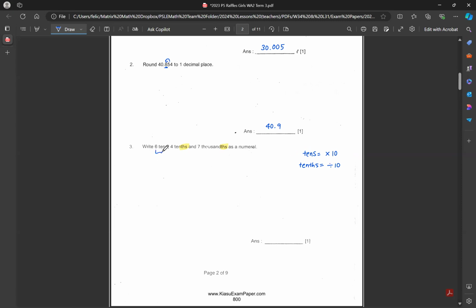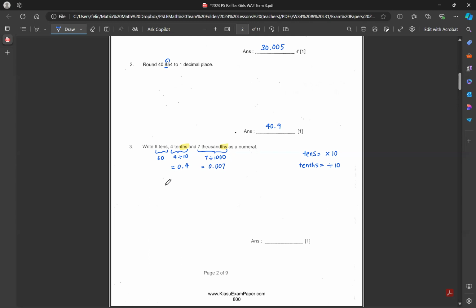So 6 tens is basically 60, because 6 times 10. 4 tenths means 4 divided by 10, which also means if you move the decimal point backwards, you should have 0.4. And 7 thousandths means 7 divided by 1,000. Again, it's a division because it's THS here. So move the decimal point backwards from 7, moving back 3 times. You should have 0.007.